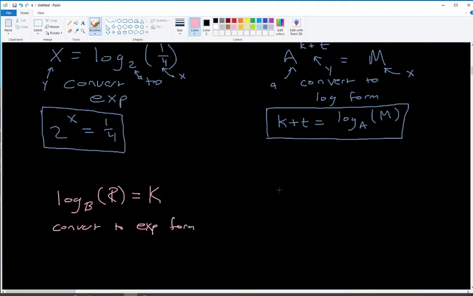And let's say we had s to the x plus 2 equals n. So this one is going to be an exponential form, and we want to convert to logarithmic form. So over here, let's start on this one, convert to exponential form.